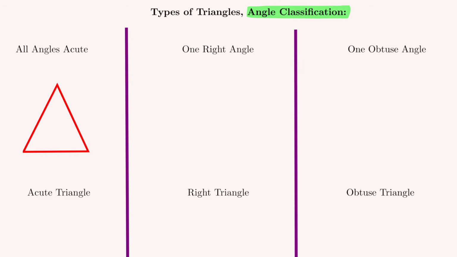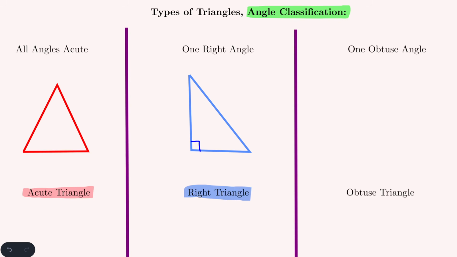If all the angles inside the triangle are acute angles, that is, angles less than 90 degrees, then we call the triangle an acute triangle. If one of the angles within the triangle is a right angle, that is an angle measuring 90 degrees, then we call the triangle a right triangle.